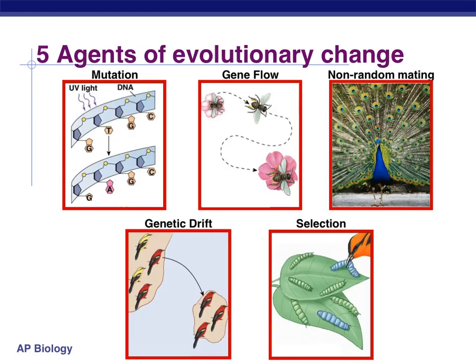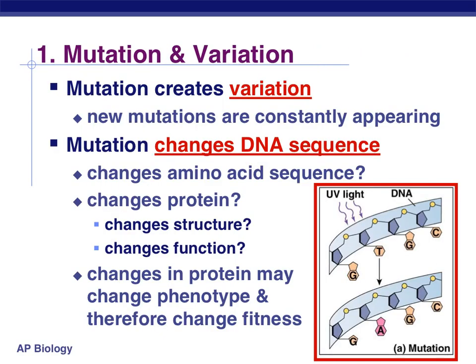So now we're going to explore the 5 agents of evolutionary change. They are mutation, gene flow, non-random mating, genetic drift, and selection. Step through these one at a time. So starting off with mutation and variation.